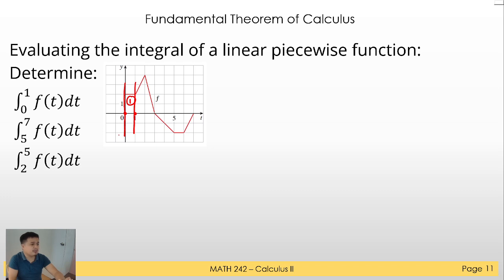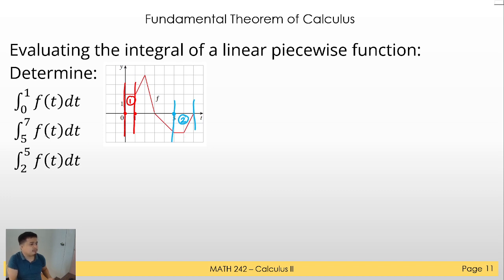And for the second problem here, let's break it down first. So 5 to 7, and given function f. So we have 1, 2, 3, 4, 5. So this is your 5. So x equal to 5 is this. And another value of 7. So we have 6, 7. So this is another value. So this is your second problem.